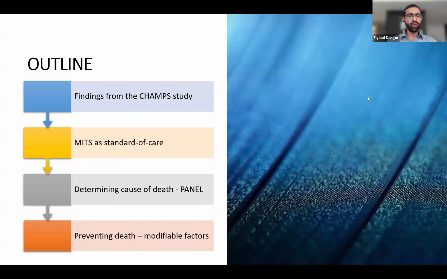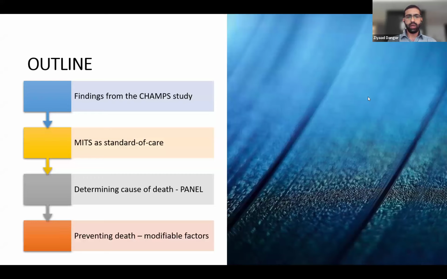So the outline of the talk is I'm going to start by presenting some of the findings from the CHAMPS study, and I'll explain what the CHAMPS study is. And then I'm going to very briefly talk to you about MITS, which is minimally invasive tissue sampling as a standard of care practice. And it's something that seems to have died away in the pediatric community.